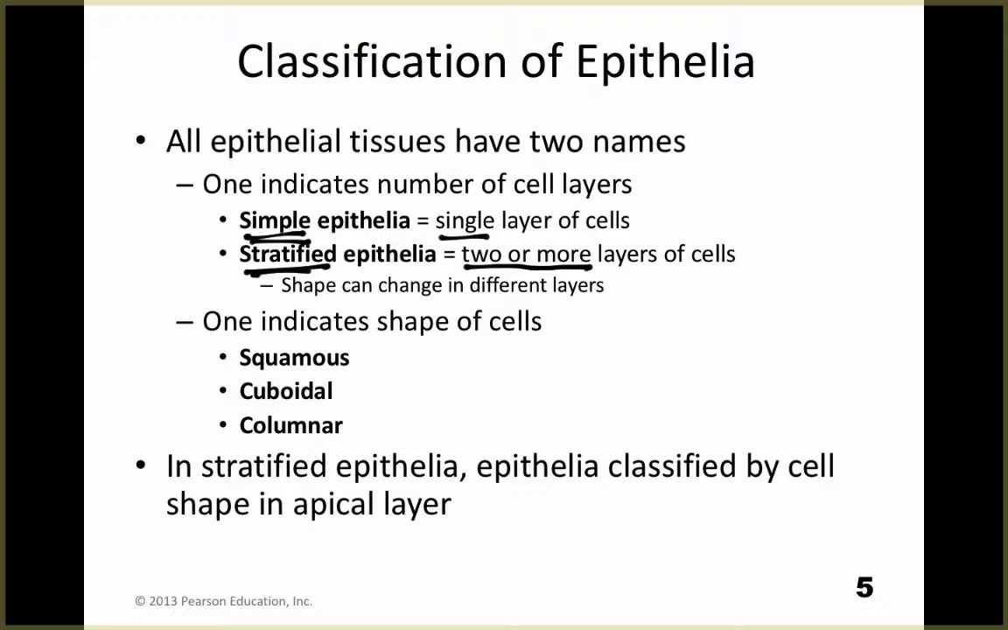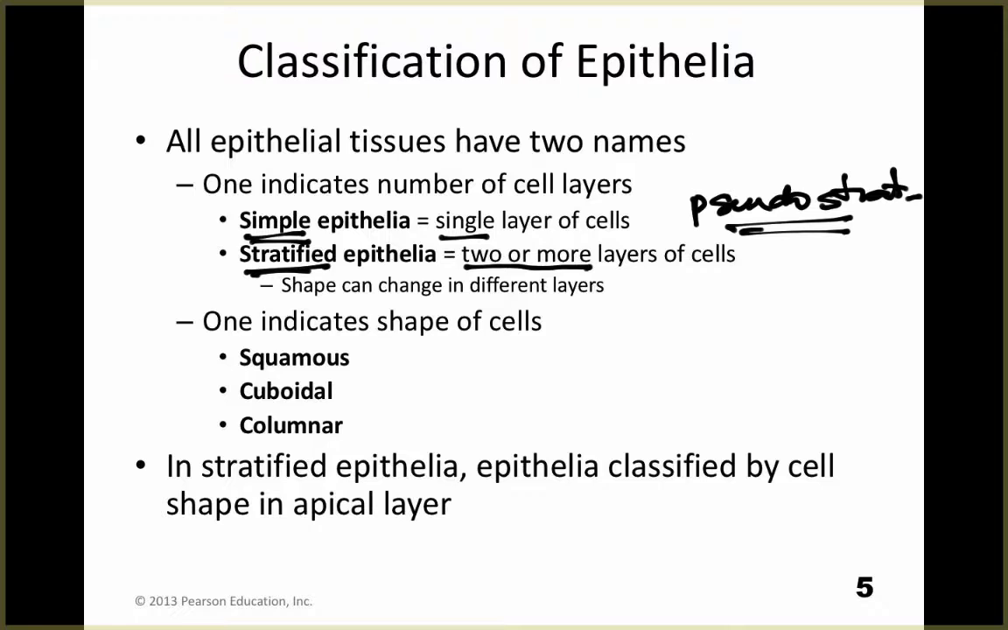Essentially, there is something called pseudo-stratified, right? And pseudo, like pseudoscience, it's not real. So pseudo-stratified is going to tell you that it's going to look like it's stratified, that there's several layers, but there's only one. So that's one way that part of the name itself is going to tell you how many cell layers there are.